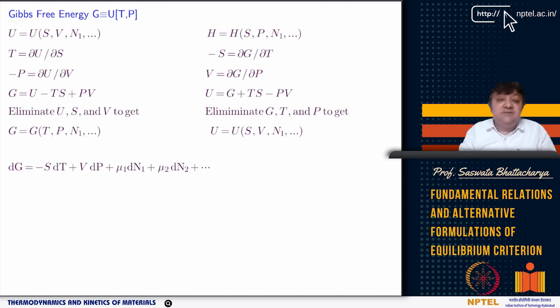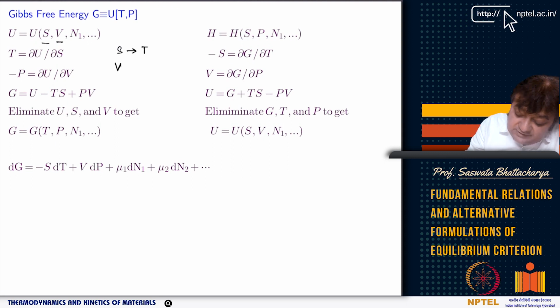But using these transformations was useful because instead of using S and V, if I can replace S and V by their conjugates, like S's conjugate is T and V's conjugate is P, then I can think of a thermal reservoir, I can think of a pressure reservoir, right, a mechanical reservoir.